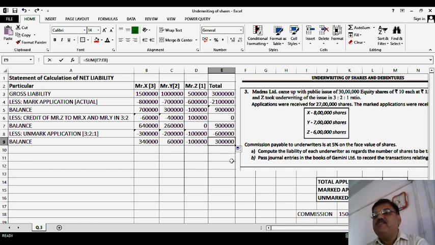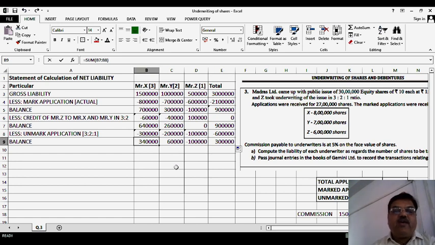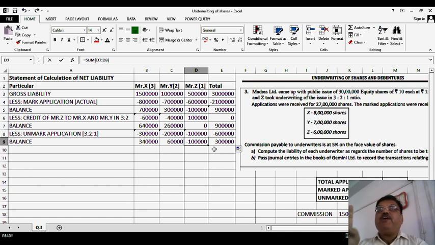And here the balance remaining is 3 lakh. Now see, this 3 lakh balance means a total of 30 lakh shares were issued. The IPO is of 30 lakh shares and application received is 27 lakh. So the balance is 3 lakh. That 3 lakh gross liability we have to divide. So here Mr. X's liability has come to 3,40,000, Mr. Y's liability has come to 60,000, and Mr. Z has no liability, he has a credit of 1 lakh. And you know that if any partner has a credit negative balance, we have to distribute it among the remaining partners in the gross liability ratio.